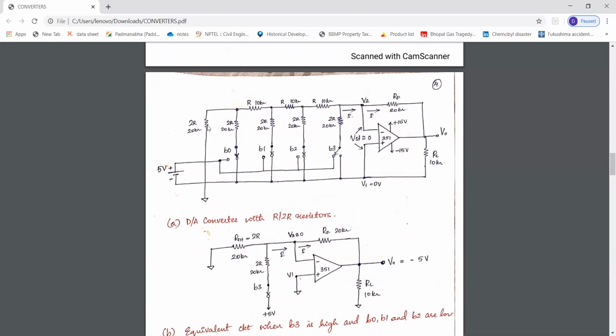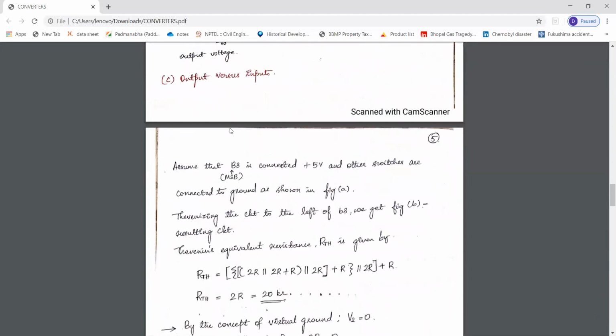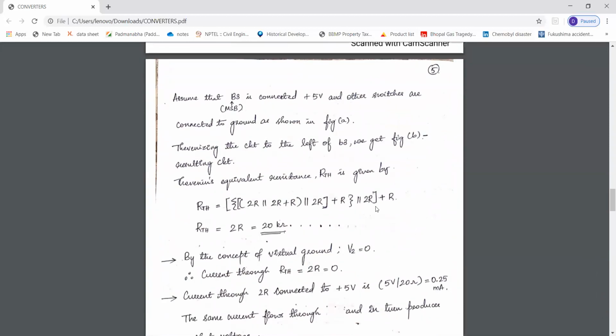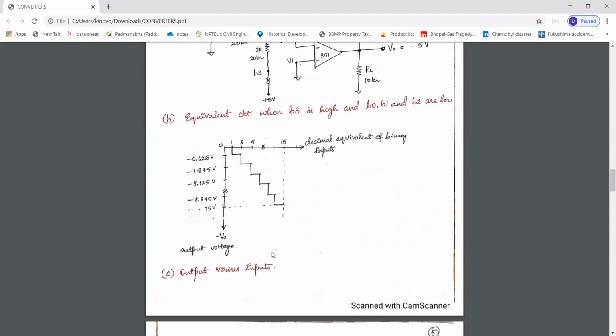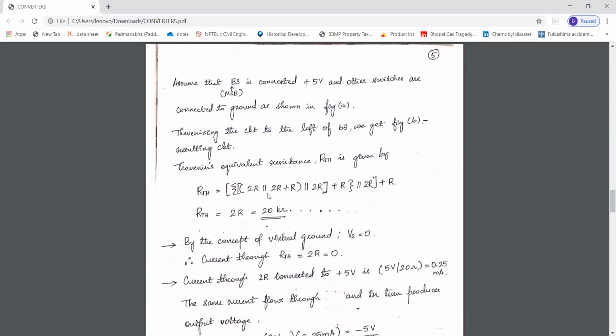By using Thevenin's theorem, I will get the Thevenin's equivalent resistance, represented by RTH, and I will get it as equal to so much. I'll explain how we get that. Here you can see 2R is in parallel with 2R, and this is in series with this resistor R. So 2R is in parallel with 2R and is in series connection with a resistance R.